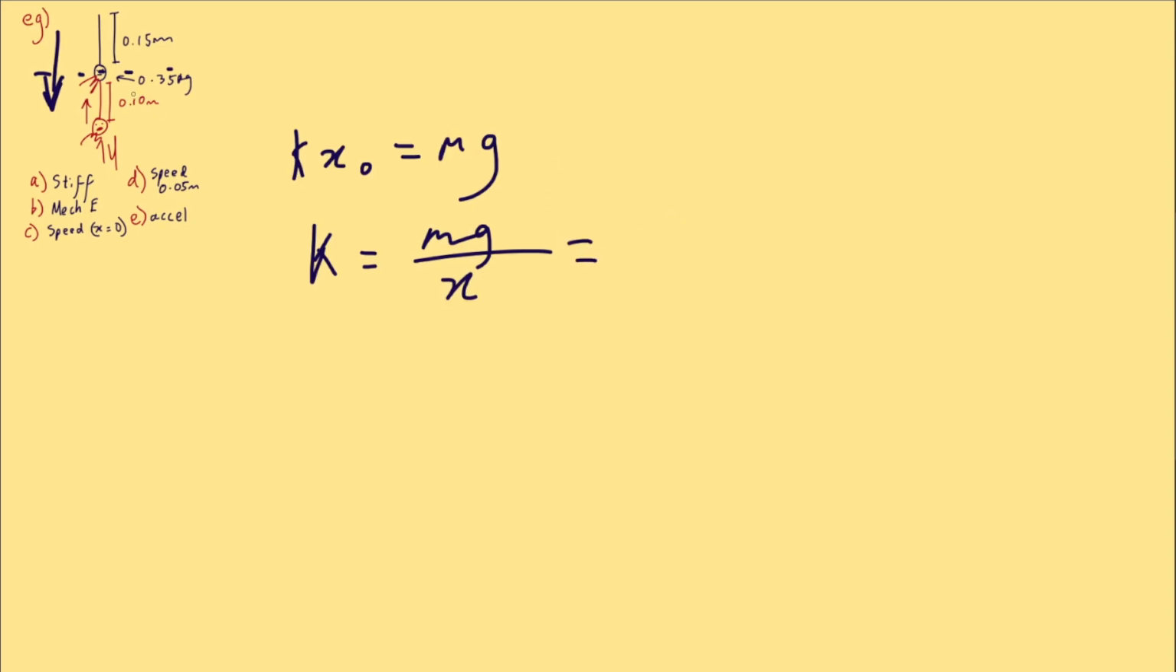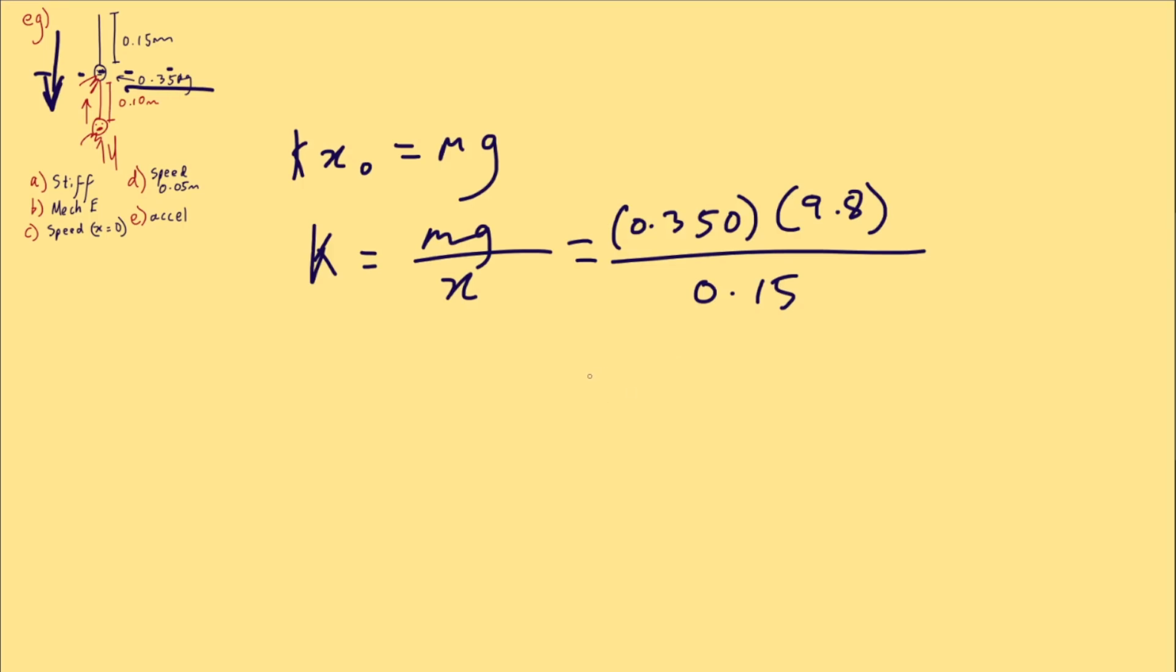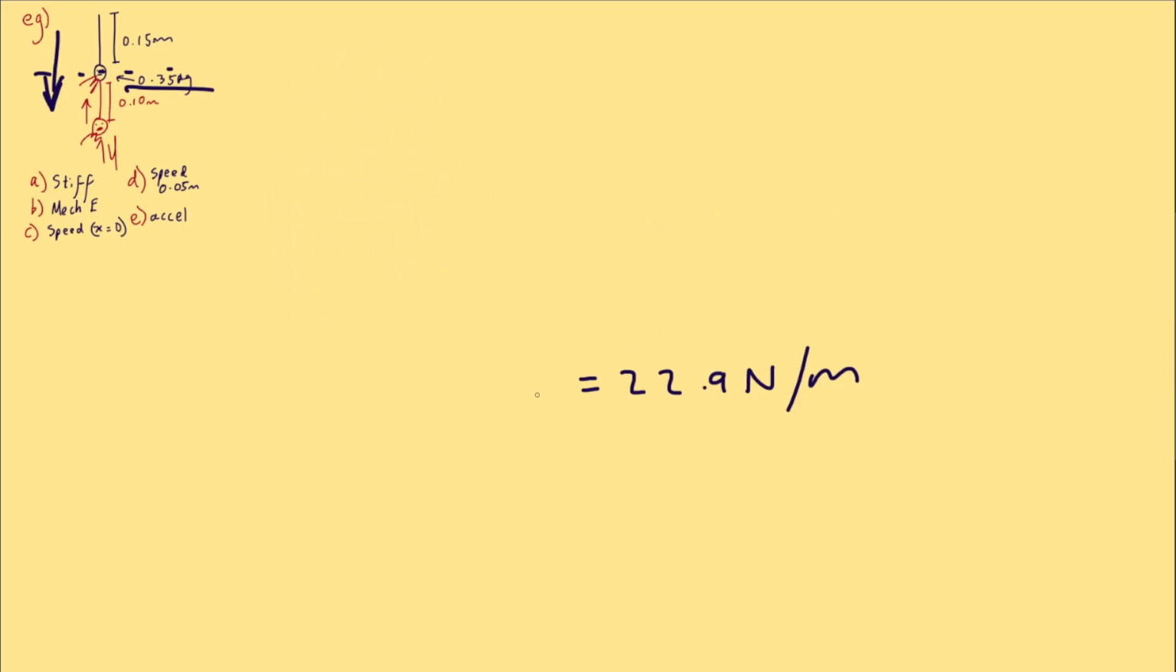The weight of the action figure is 0.35 kilos multiplied by 9.8 divided by 0.15. This gives you 22.9 Newton meters. That's our first answer. That's how stiff the cord is. And we're going to write all our answers right here because we're going to need them later on.